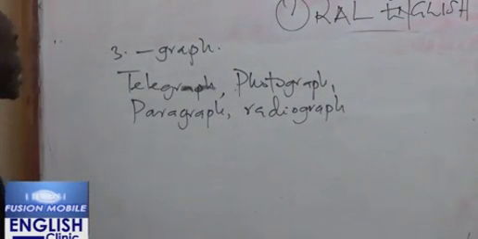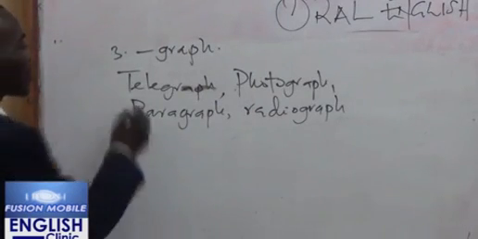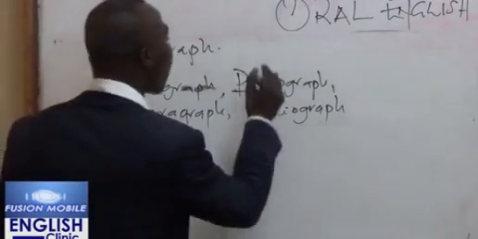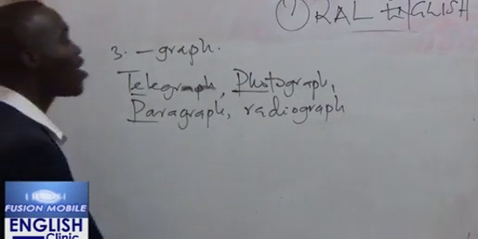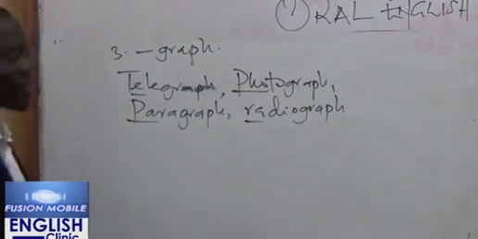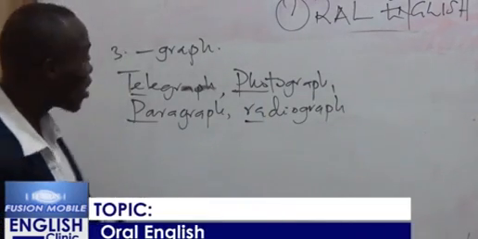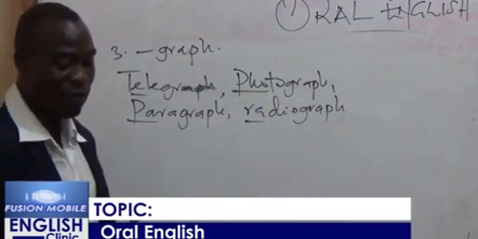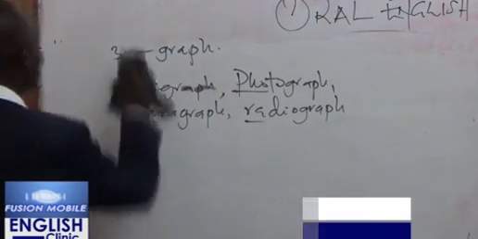So when we say telegraph, the first syllable is tel, and that's what is stressed. Photograph, the first syllable is pho. Paragraph, the first syllable is pa. Radiograph, the first syllable is ra. So whenever we have a word ending with graph, like photograph, telegraph, radiograph, then we are going to stress the first syllable.